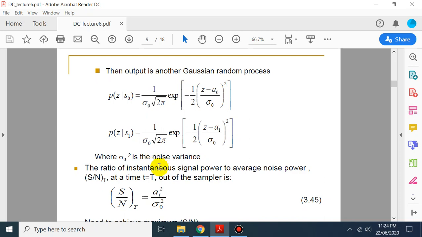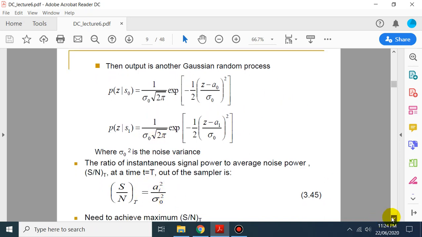Now see here, the ratio of the instantaneous signal power to the average noise power at time T, at the output of the sampler, is defined like this. This is called the instantaneous signal power to the average noise power ratio, and it is represented by a_i squared over sigma squared. This is our possible input divided by sigma squared, which is coming from the probability density function.